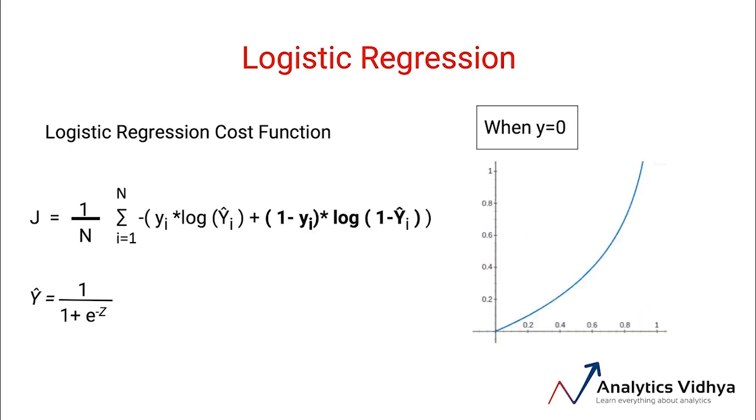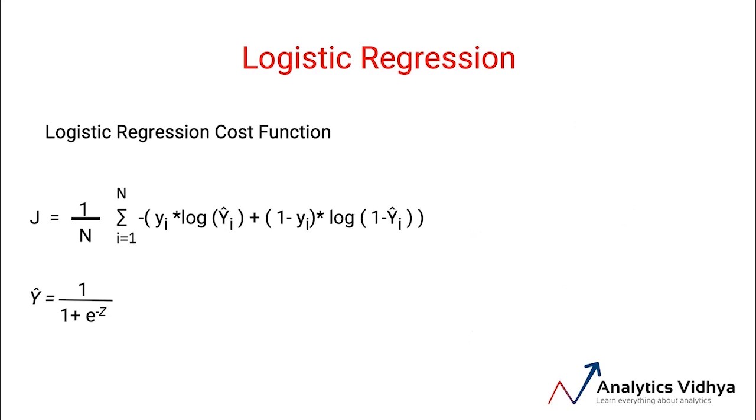Similarly, when my actual class is 0, the right part of the equation becomes active, while the left part vanishes. When we plot this, you'll get a graph like the one shown on the screen. When the actual class is 0 and I'm predicting 0, the cost is 0. As we move away, the cost keeps increasing. We add both the parts, which gives us the right cost function. And y hat predictions can be obtained by using this equation.